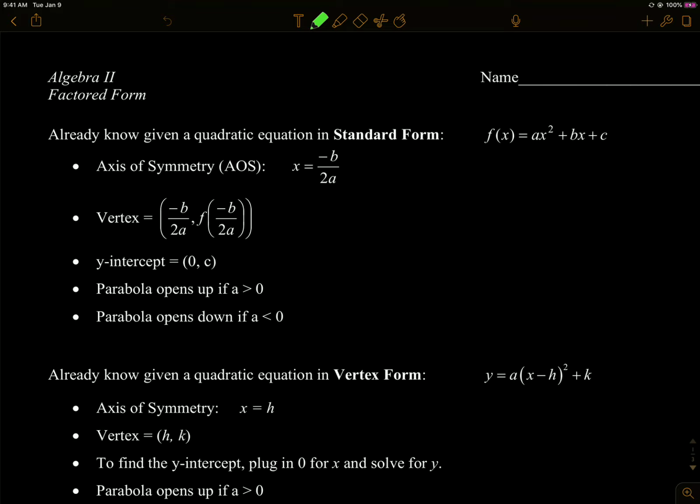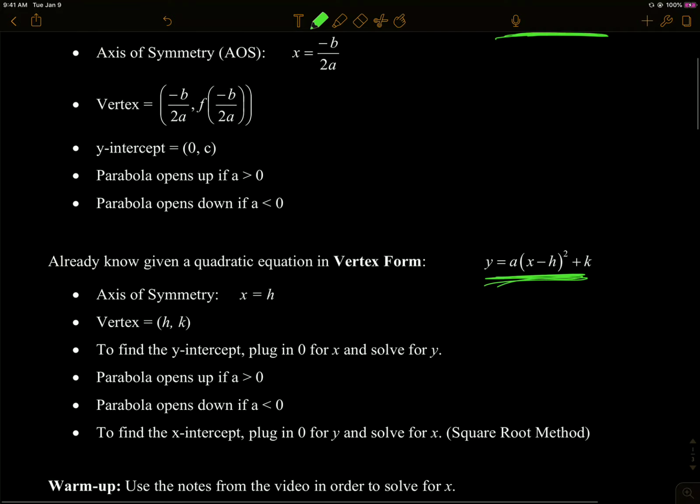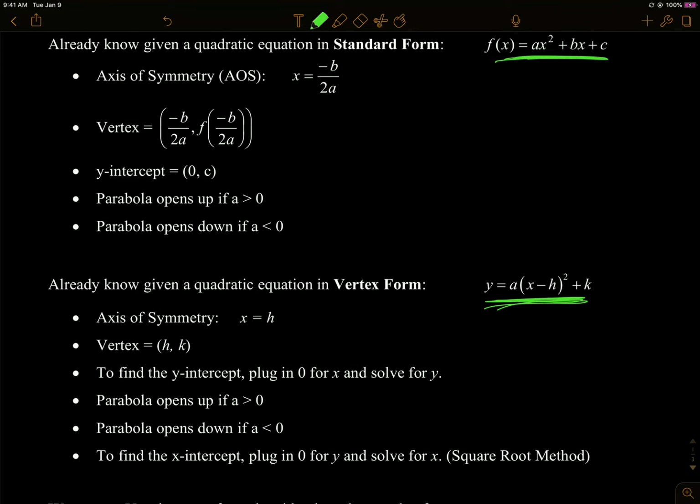Okay, so we already know two forms now of quadratics. We've got standard form, which looks like this. We've got vertex form, which looks like this. And we've talked about how to graph the parabola in both. Here's just some summary. You can look through this on your own, but this is some stuff we already know.